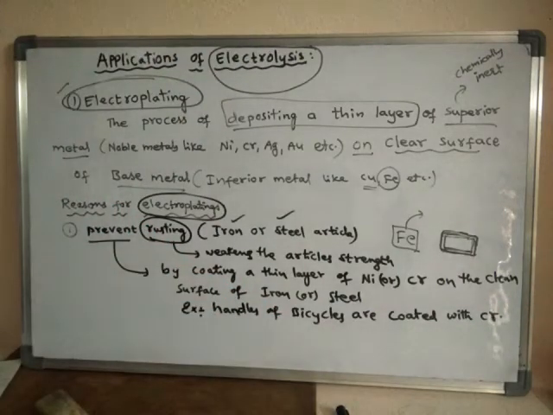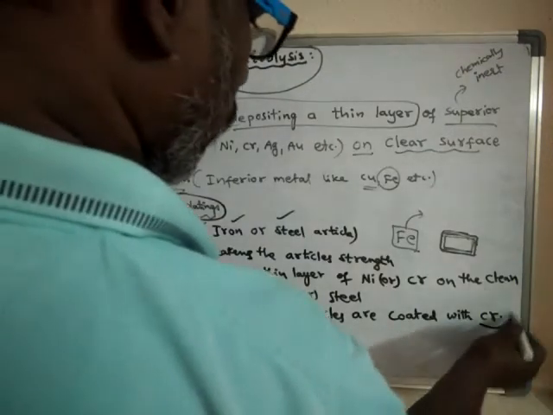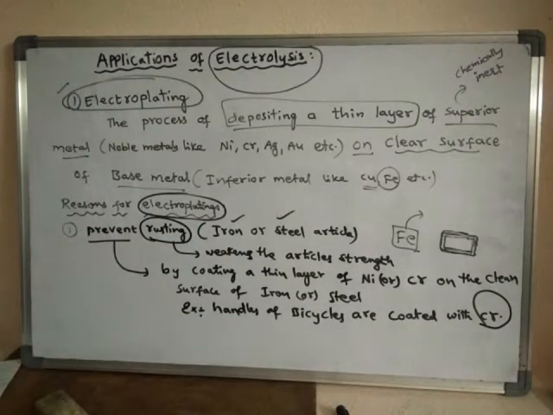So, handles of bicycles, for example, are coated with chromium so that they do not undergo rusting easily. Here chromium is a superior metal, a noble metal, so it does not undergo chemical reactions easily. It does not react with the atmosphere or any other chemicals easily, so it protects the iron or steel which is present below its layer.